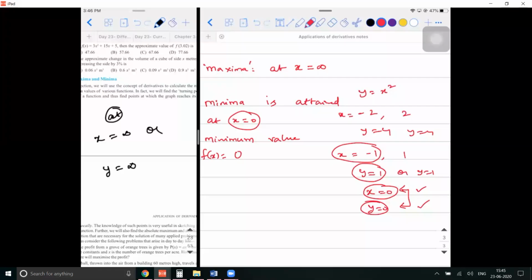They will ask you, where is maxima found and what is the maximum value? Generally, people get confused. Where is the maximum attained means what is the value of x. What is the maximum value attained? That is the value of y.